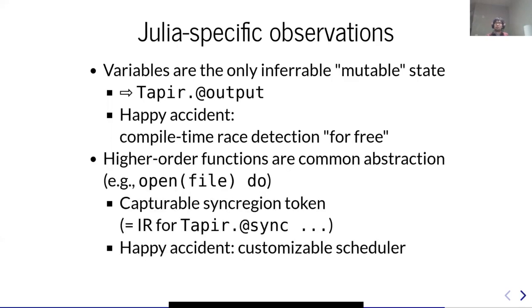Another Julia-specific twist was that Julia uses higher-order functions as a very common abstraction. In particular, we use the do-block syntax, for example for resource management like opening files, and we are doing this all the time. But introducing function boundaries between sync and spawn is not allowed in the original Tapir LLVM. But while we're discussing this, it looks like there's a way to do it correctly. And then another happy accident was that when I implemented this in Julia, it made supporting multiple schedulers very, very straightforward. In fact, I did it in one go.